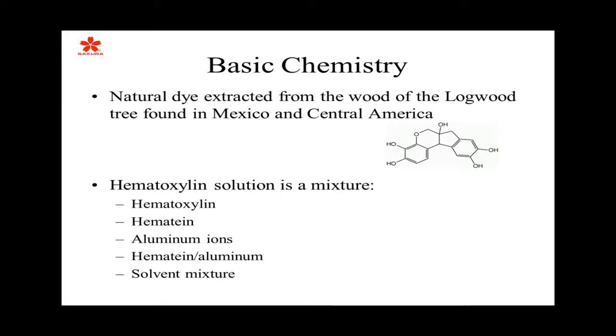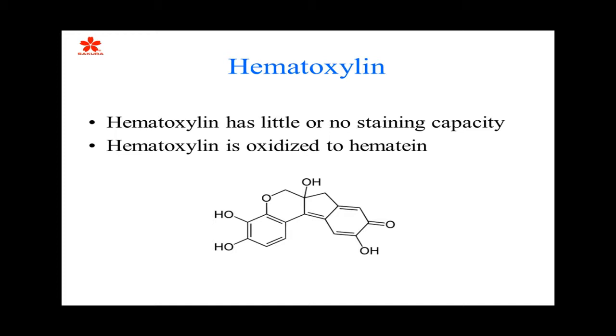So there's some basic chemistry of the hematoxylin dye. It's a natural dye from the logwood tree found in Mexico and Central America. Hematoxylin is actually a solution mixed of course from hematoxylin powder, but oxidized to hematein. It has aluminum ions, a hematein-aluminum complex, and whatever solvent is used in the dye. And this is very key: hematoxylin has little or no staining capacity in its natural state if you just mix it up with water. It's not until it's oxidized to hematein that it gets the stain affinity that it has for nuclear material.